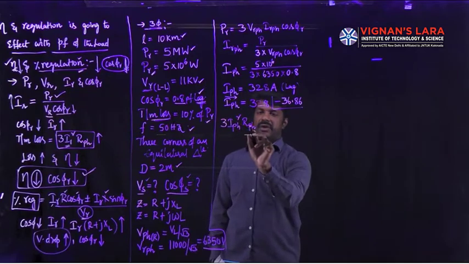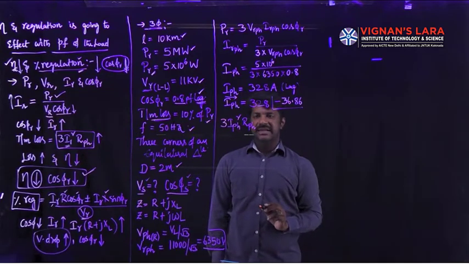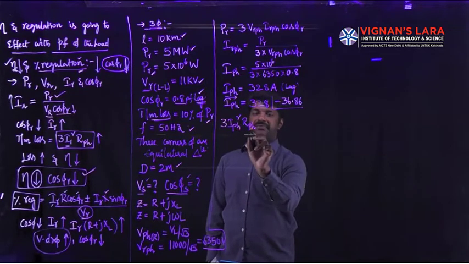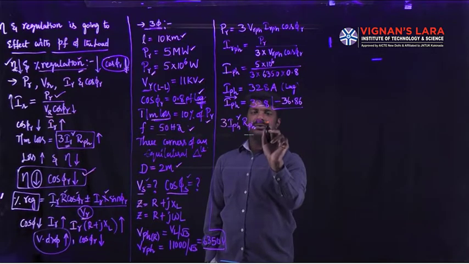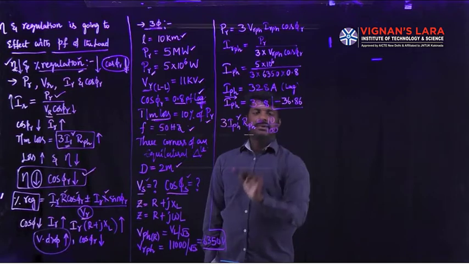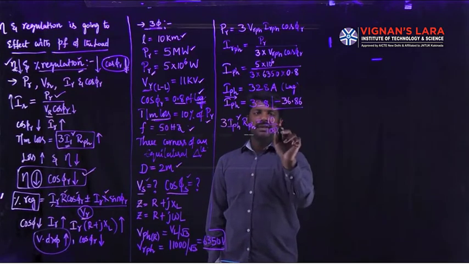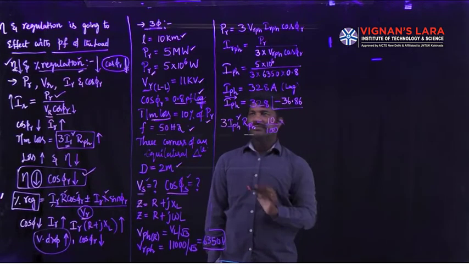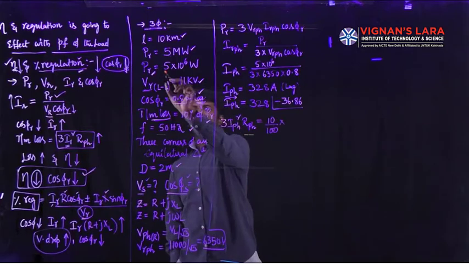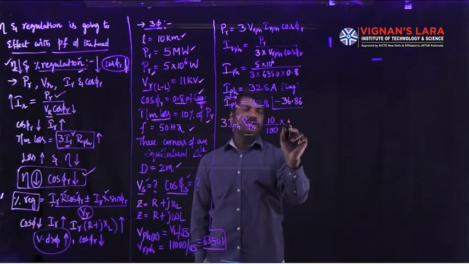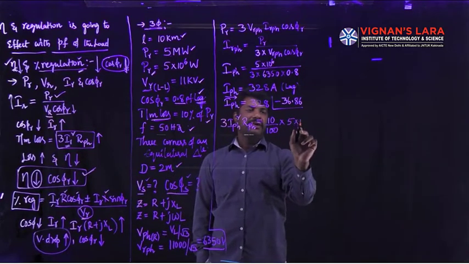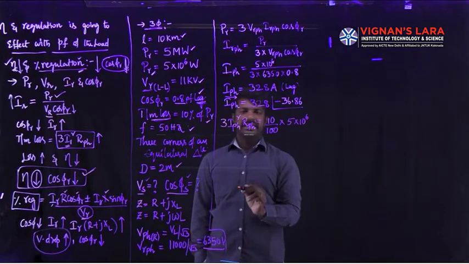3 I square R is the total losses in this transmission line, defined in per phase analysis, which is equal to 10%, 10 by 100. It is 10% of receiving end power. What is receiving end power? 5 megawatts. Therefore, I will put it here 5 into 10 power 6 watts.